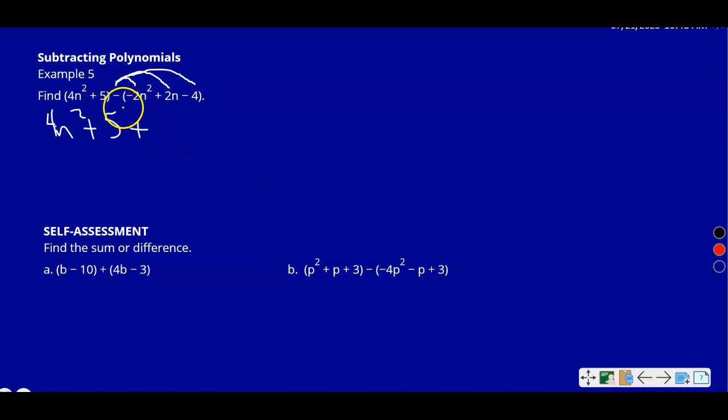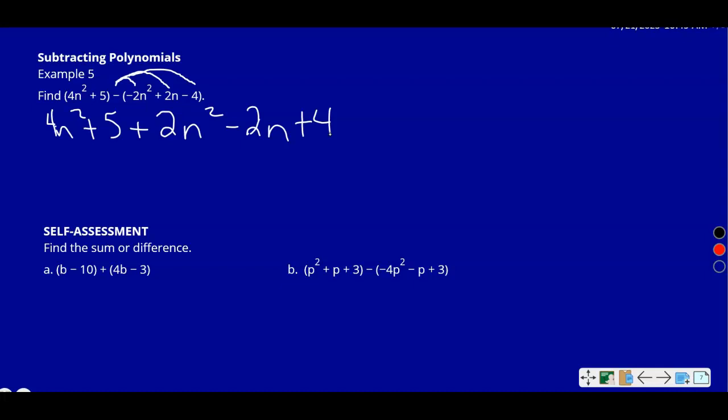So minus a negative 2n squared would be plus 2n squared. Minus 2n would be minus 2n. And minus negative 4 becomes plus 4. So if you do that as the first step, you kind of make sure that you don't lose those signs. You don't lose that negative sign.